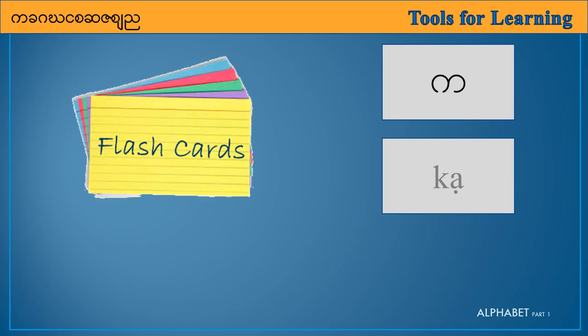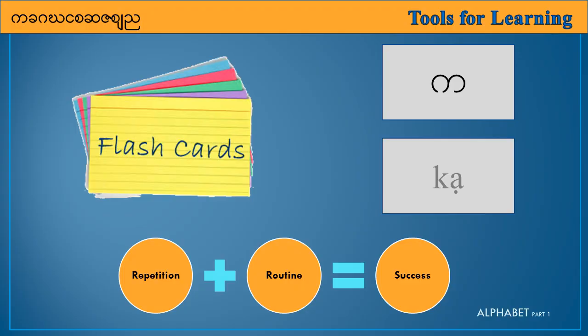Flashcards, probably the most widely used tool for memorization. Whether you use paper index cards or electronic apps, the key to success is repetition and routine. For learning the alphabet, I like this method the best.